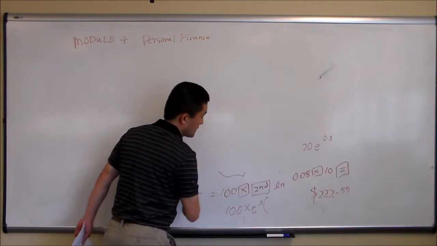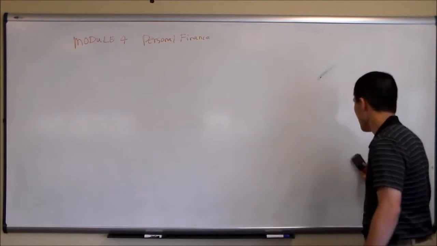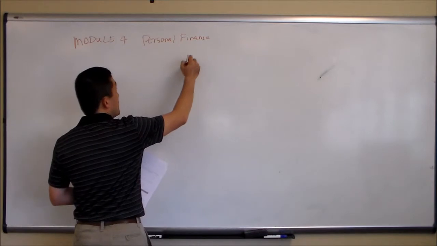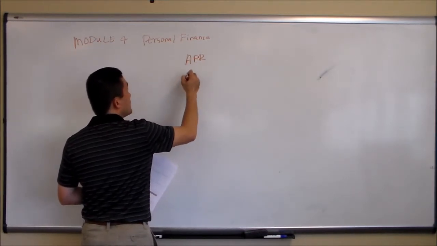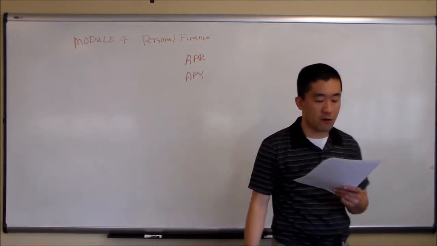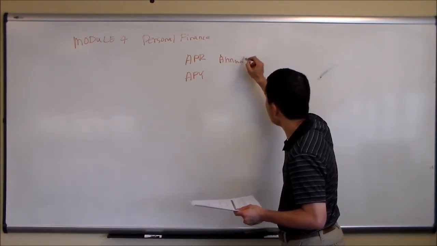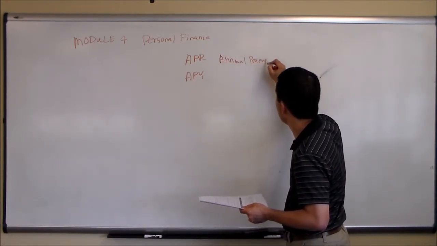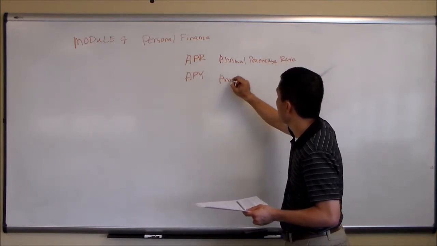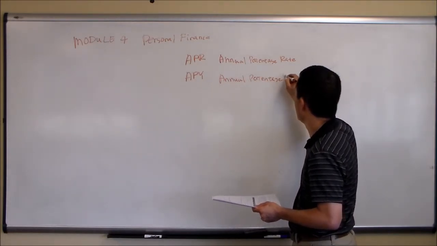So let's say you own a home, and if you pull out your loan documents, you'll see APR and APY. What the heck is APY? Well, this is annual percentage rate. This is annual percentage yield.